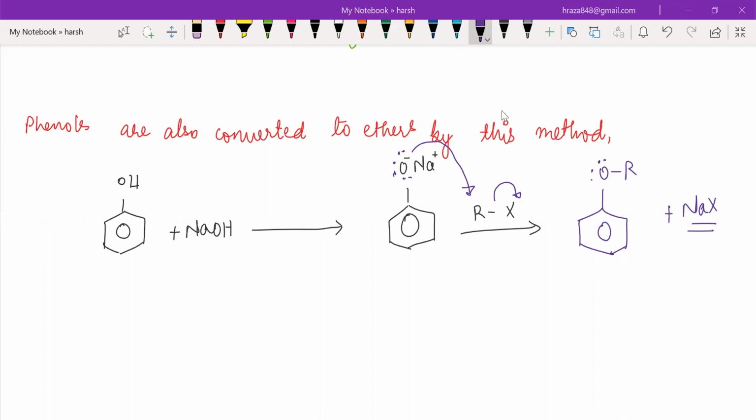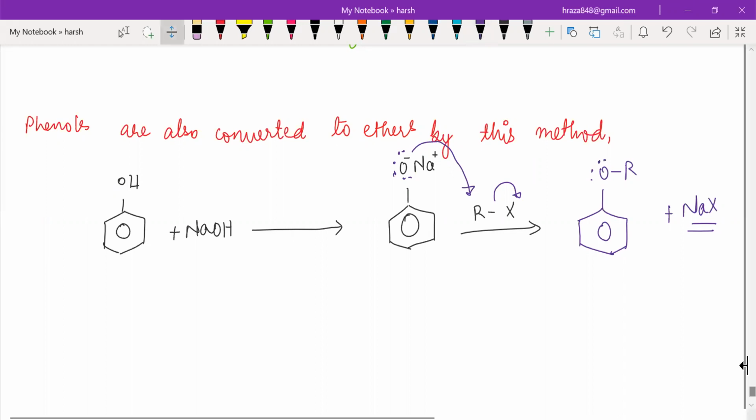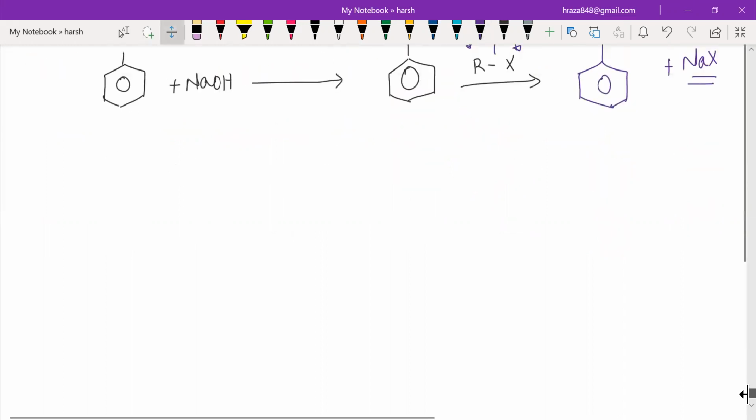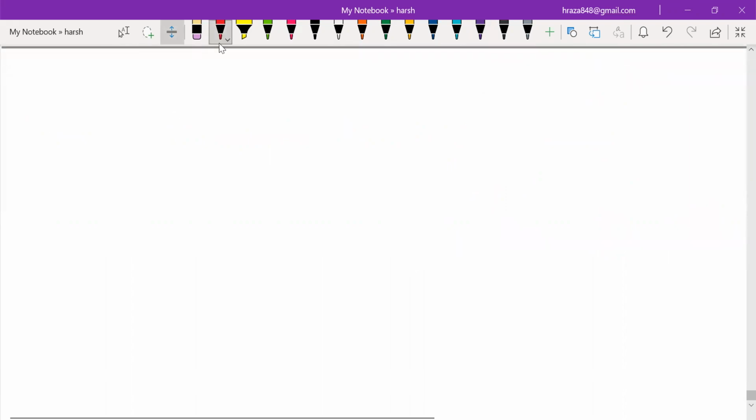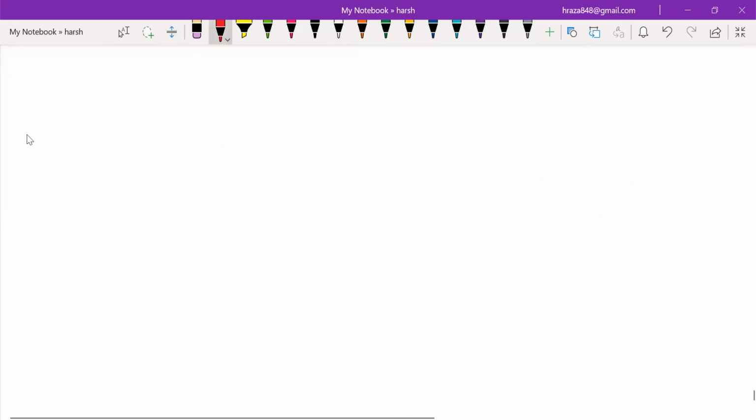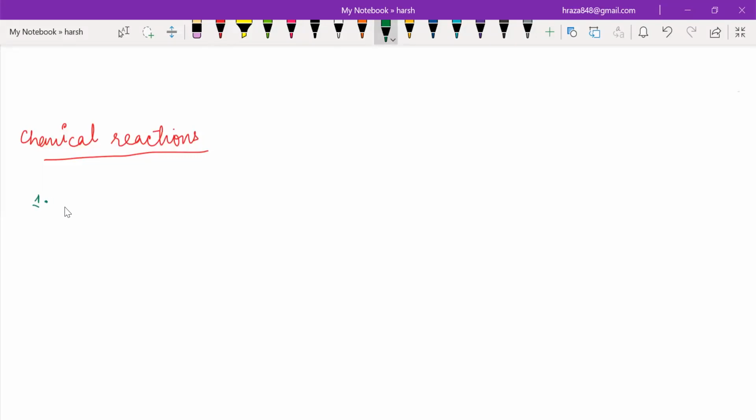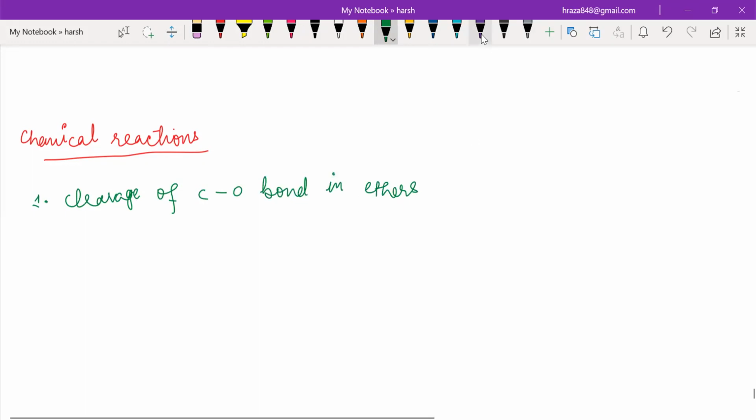Yes, sir. Very good. So there are two methods of preparation of ether. We just completed the second method. Now we are going to study the chemical reactions, or you can say chemical properties of ethers. So in chemical reactions, the first subtopic is cleavage of CO bond in ethers.